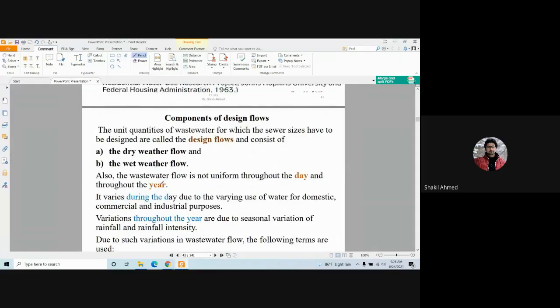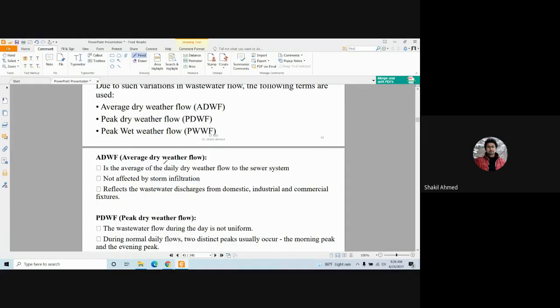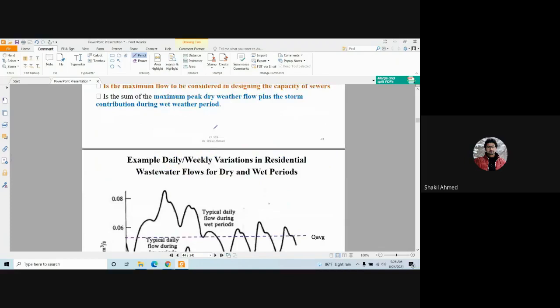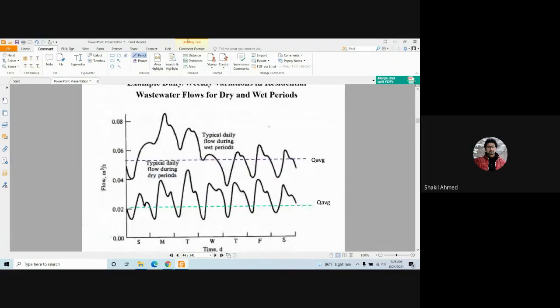Now, this pattern may vary in seasons, like in dry season and wet season. In dry season means winter, wet season means summer. In summer, of course, we use more water. In wet season, we use less water, right? So there is seasonal variation. If you look at this figure, this is the dry flow. Typically, this is the wet flow in the wet period in summer.